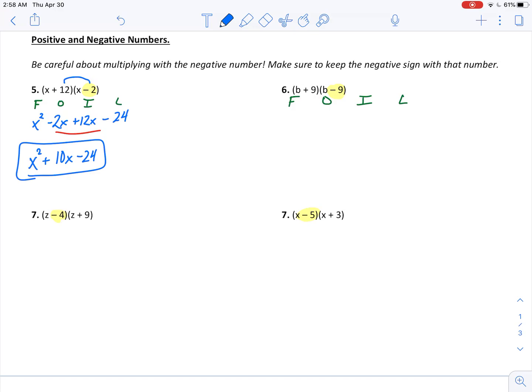And this next one here, again, we're going to be very careful about where our negative is. You know what? Let me do 7. I'm going to skip around here.